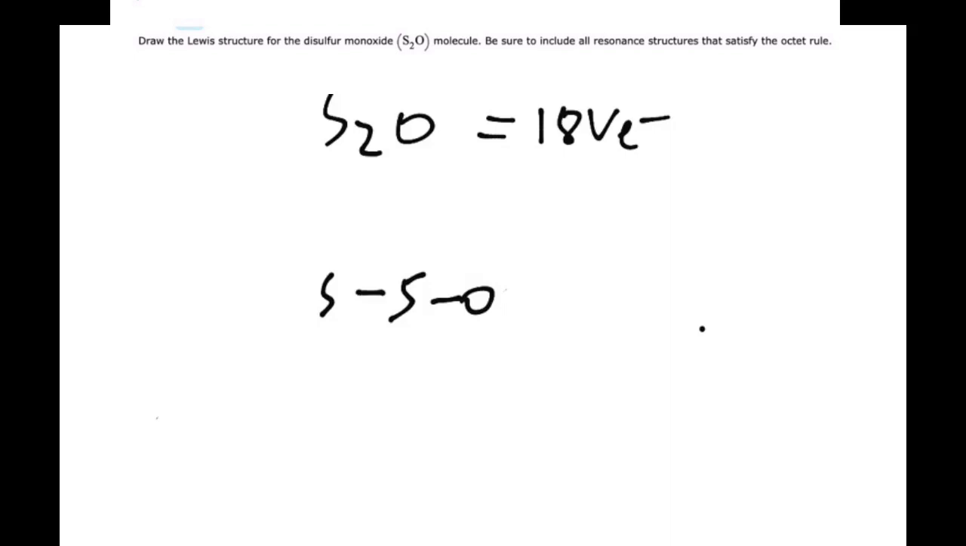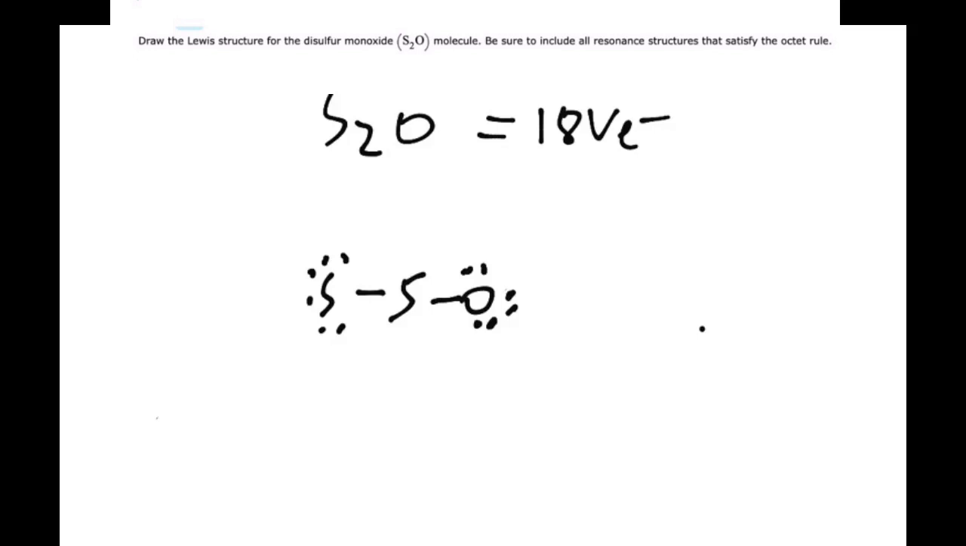We start out by drawing in single bonds, and if we draw single bonds, we see we've only used 4 electrons so far. Now we see if we wanted to, we could fill in octets. So if we fill in an octet here, and an octet here, now we notice something kind of strange. We've already used 16 electrons, and we have nowhere else to put.